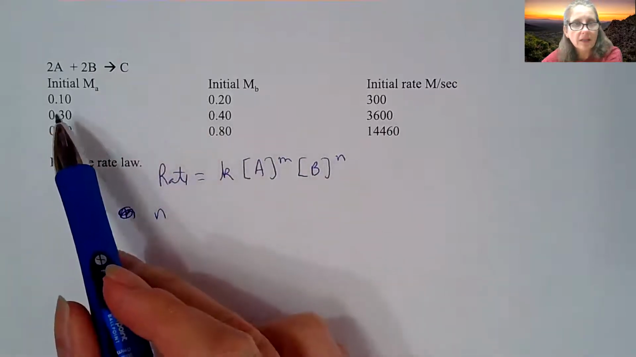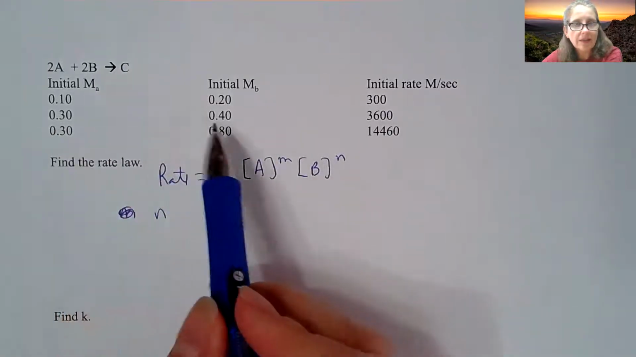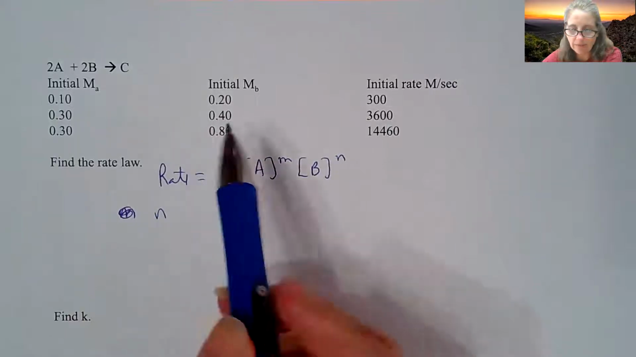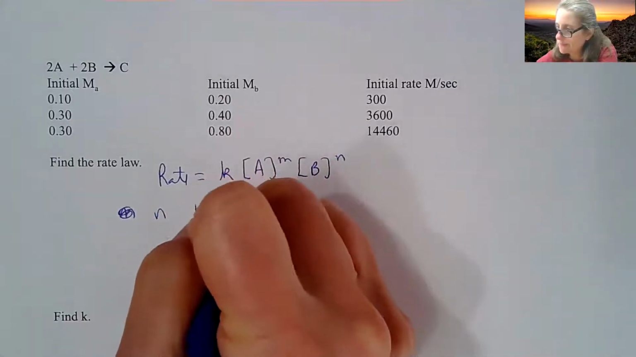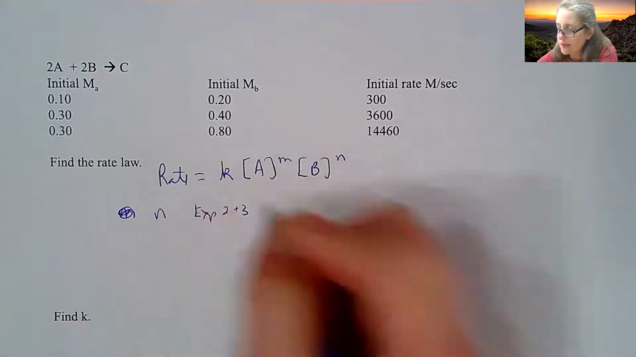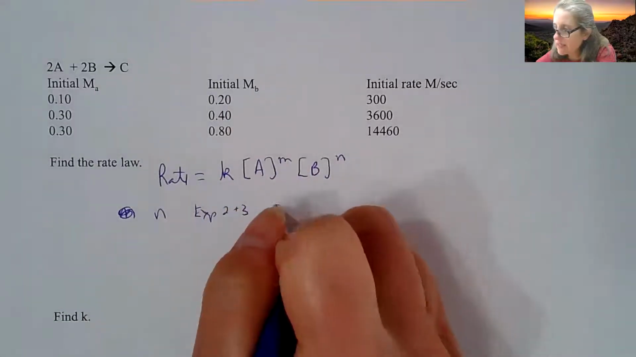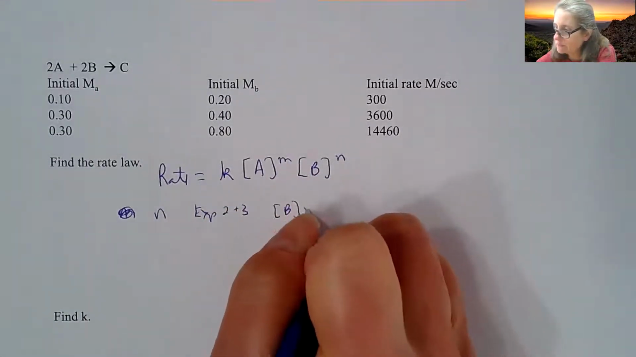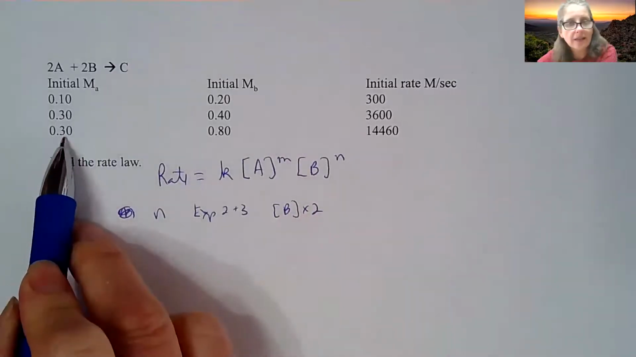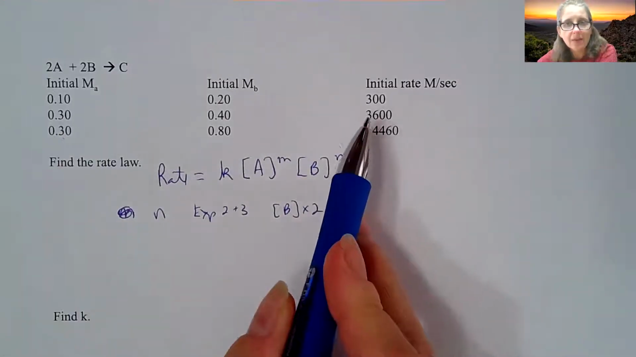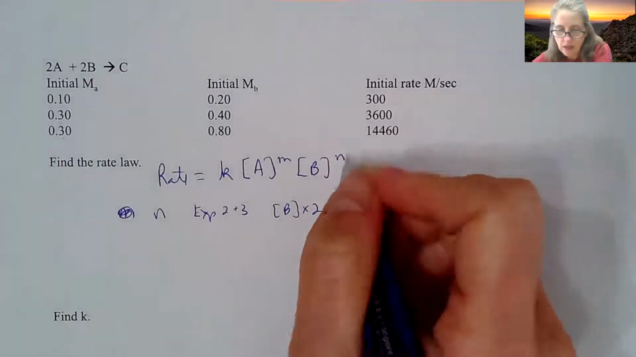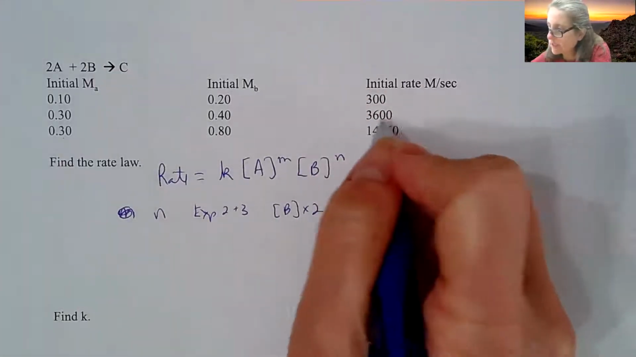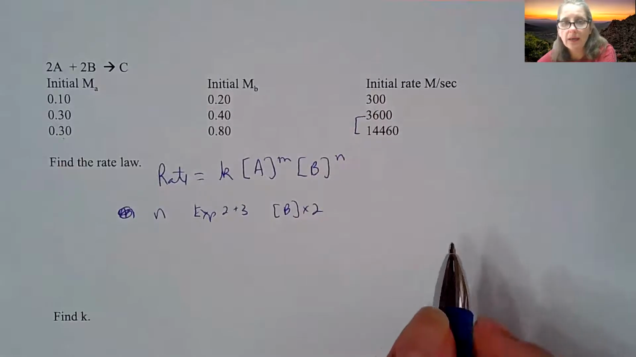If I look at experiment 2 and 3 here, A is staying the same, but B is doubling. Okay, A is staying the same. So what is happening to the rate? Again, I have to look at these two numbers and see what they are doing.